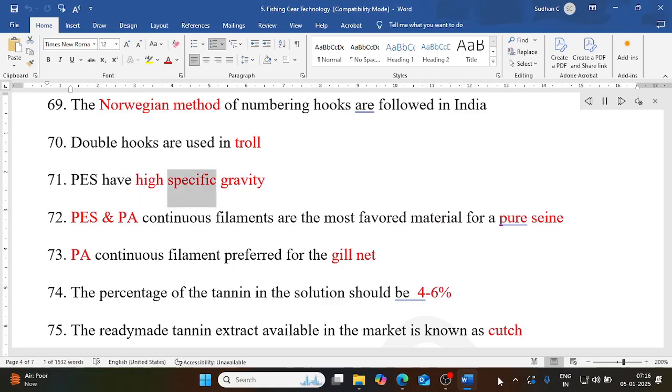PS has high specific gravity. PS and PA continuous filaments are the most favored material for a purse seine. PA continuous filament is preferred for the gill net. The percentage of tannin in the solution should be 4 to 6%. The ready-made tannin extract available in the market is known as Cutch.